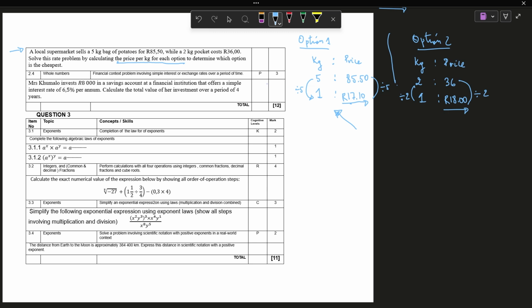Okay, great. Now let's go to the next one, 2.4. So the next type of problems you can have is about this type of exercise, simple interest, or exchange rate. So you have this type of problems to solve. Now let's solve this problem.